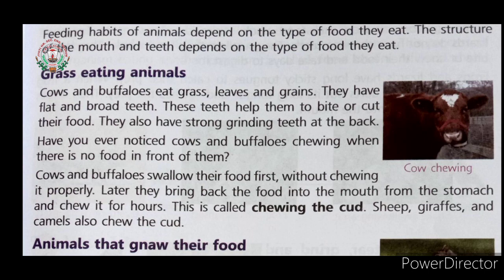Then they also have strong grinding teeth at the back. They have strong grinding teeth at the back, as we have grinding teeth in our mouth. So these grass eating animals, or herbivorous animals, also have strong grinding teeth at the back.